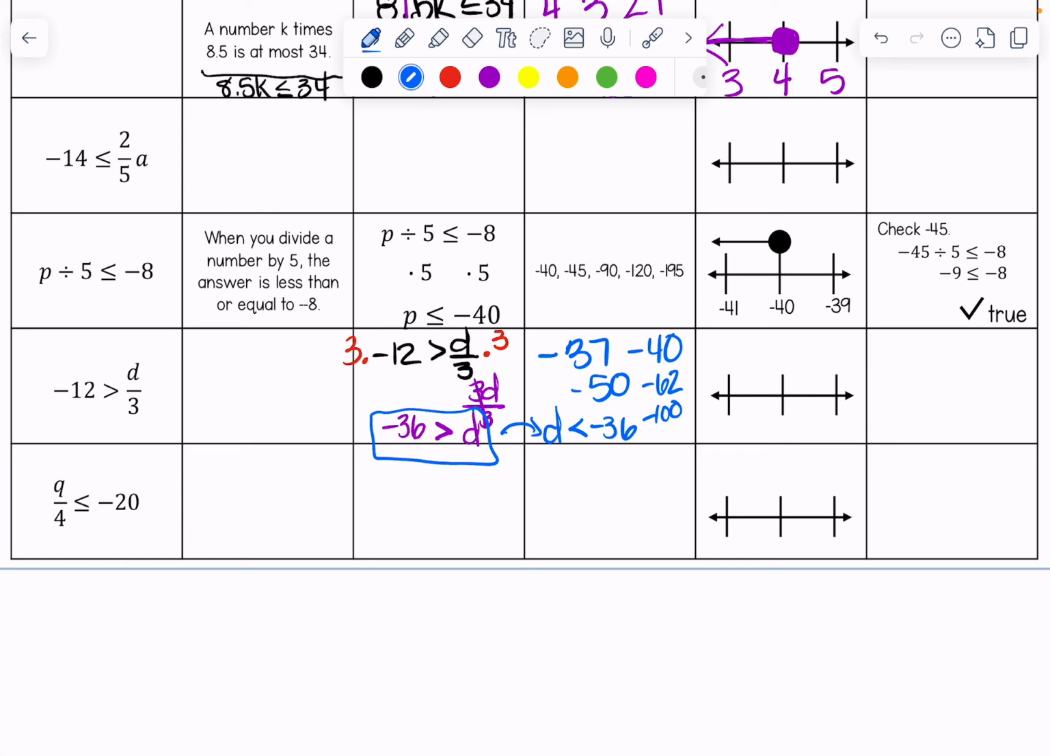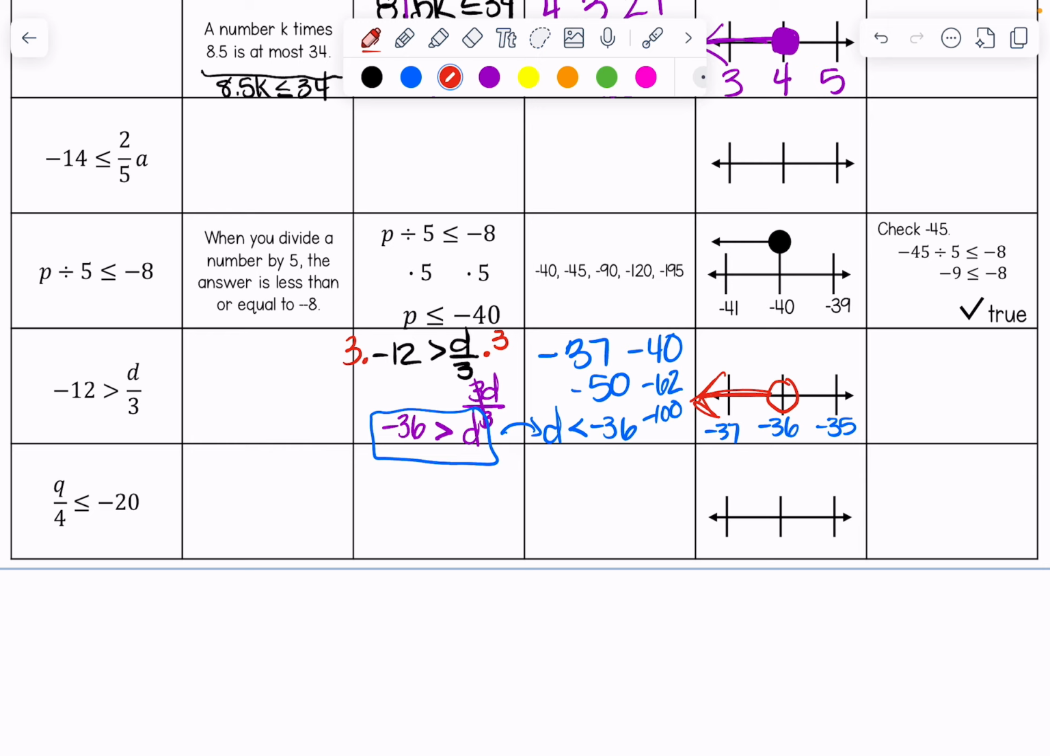And so to graph that, I have -36 on my number line. Because we're dealing with negatives, pay attention to the order that you write your negatives in. It should be like how they would be on a number line. And then on this one, I'll have an open circle at -36, since d can't actually equal negative 36. And then all my numbers less than negative 36 will be to the left.